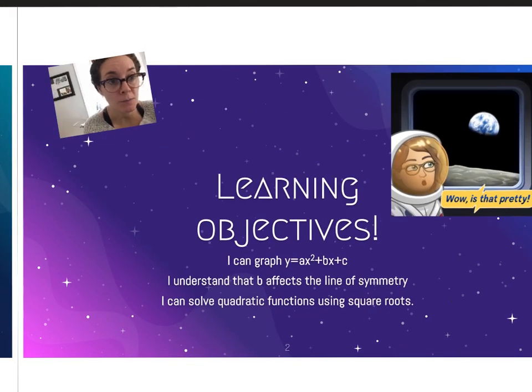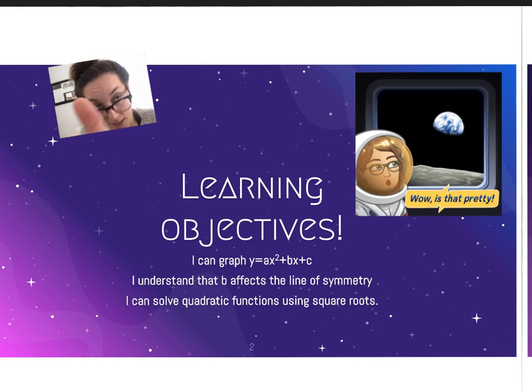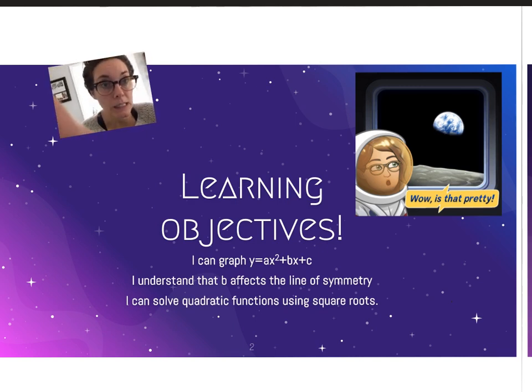Let's see. Today's learning objective is that we are going to graph quadratic functions in the form of ax squared plus bx plus c. So last lesson we just graphed ax squared, and so today we're going to understand that b really affects the line of symmetry, and it affects where it's located. And then we're also going to solve quadratic functions using both graphing and square roots.